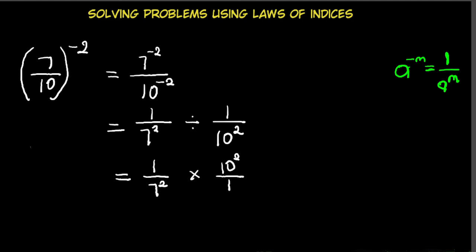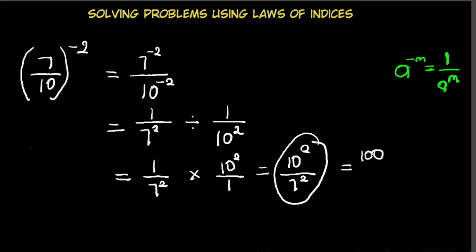And what is our answer now? Let's multiply since there are no common factors to cancel. We have 10 squared over 7 squared. Now, if you're asked to leave your answer in index form, you leave your answer as this. If not, you would go ahead and square them.